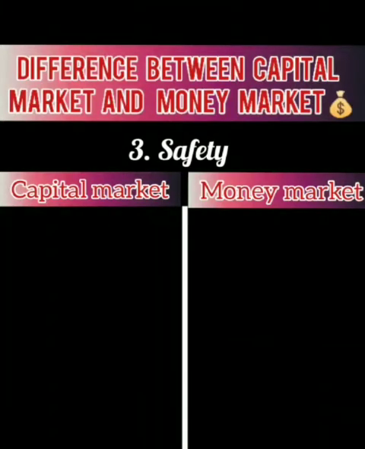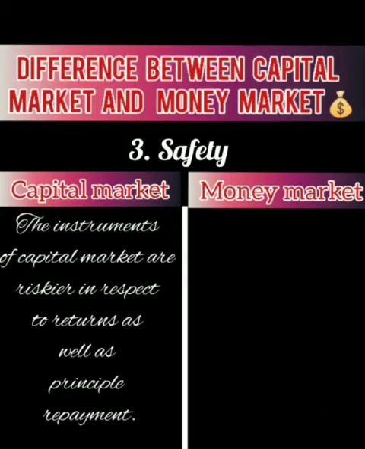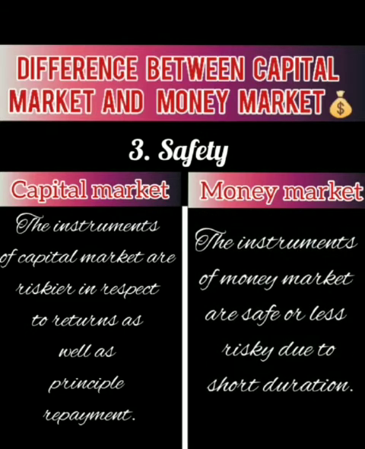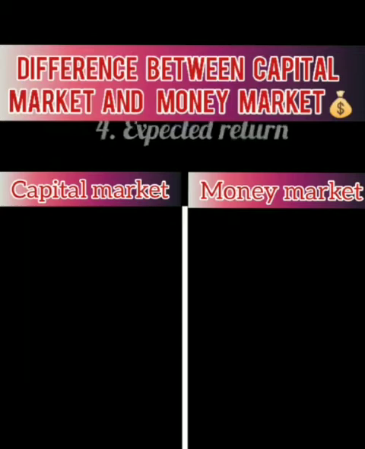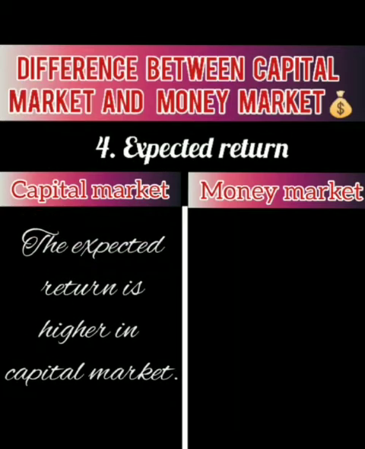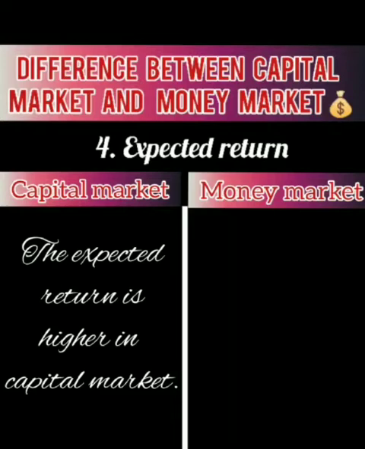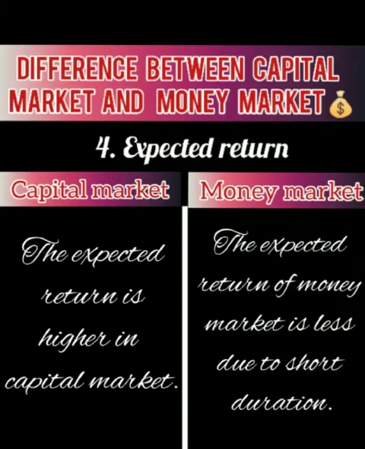The third difference is on the basis of safety. The instruments of capital market are riskier in respect to returns as well as the principal repayment, and the instruments of money market are safe or less risky due to the short duration. In terms of expected return, the expected return is higher in capital market and the expected return of money market is less due to short duration.